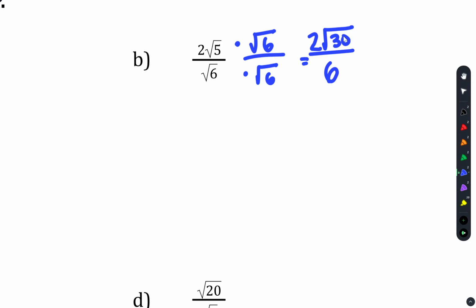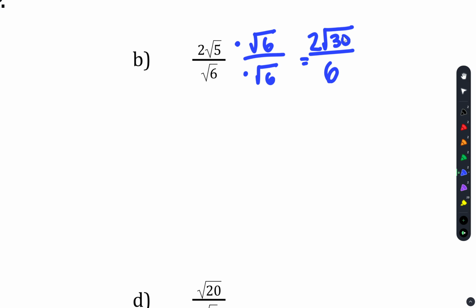Okay, let's go through my rules. The first rule, are there any perfect squares left inside of a radical? Can we take anything out of that 30? No. Is there a fraction inside of that radical? No. Is there a radical left in the denominator, in the bottom? No. All three of my rules are met.